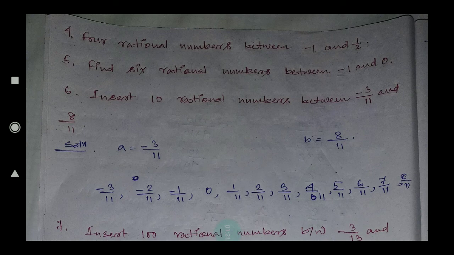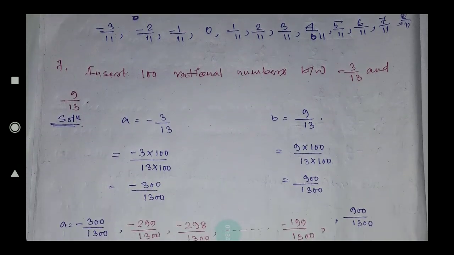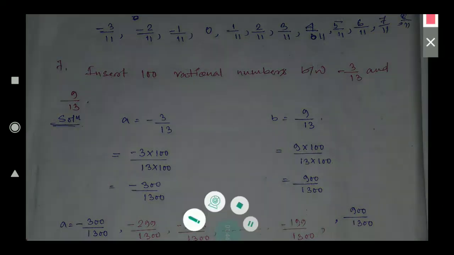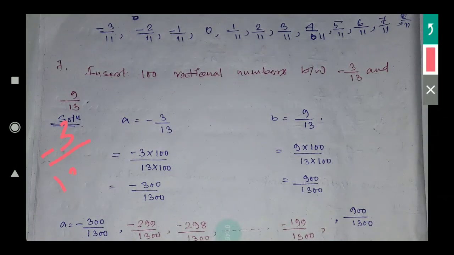So now see question number 7. Insert 100 rational numbers between -3 by 13 and 9 by 13. Here we need how many rational numbers? 100 rational numbers. If you count from -3 by 13, then -2 by 13, -1 by 13, then 0, then 1 by 13, 2 by 13, 3 by 13, like this, we will get only 10 rational numbers. But we need 100. That means we have to multiply by some bigger number.